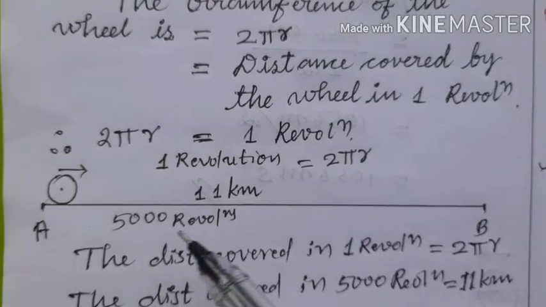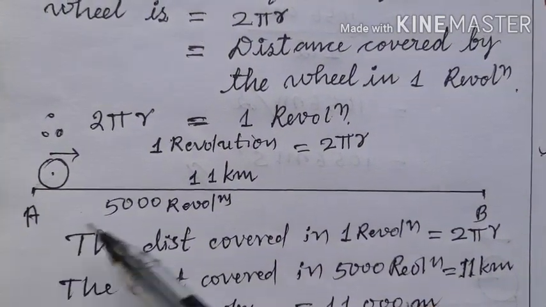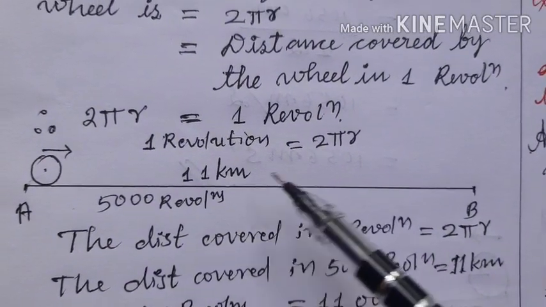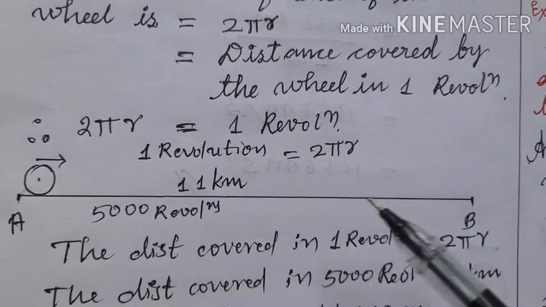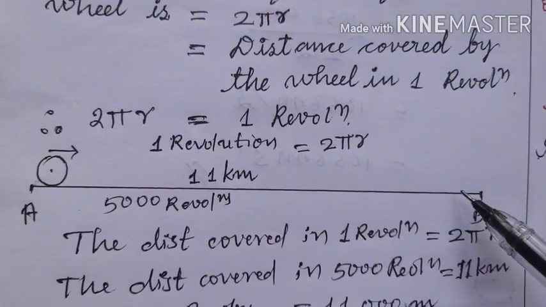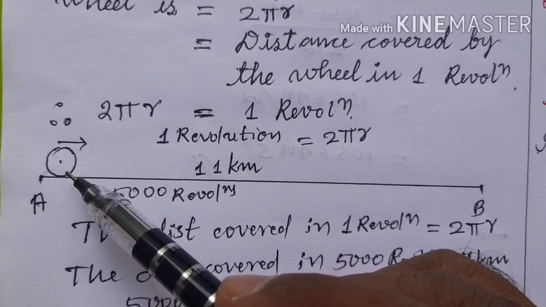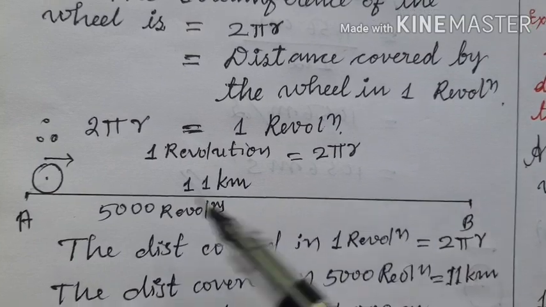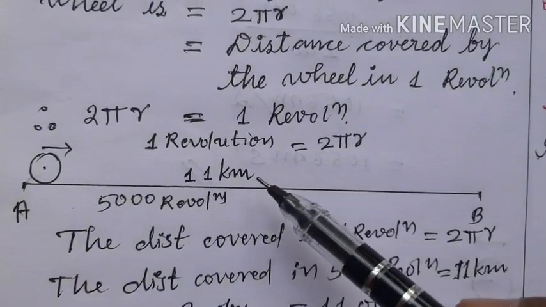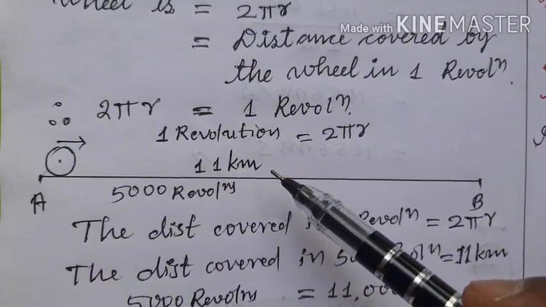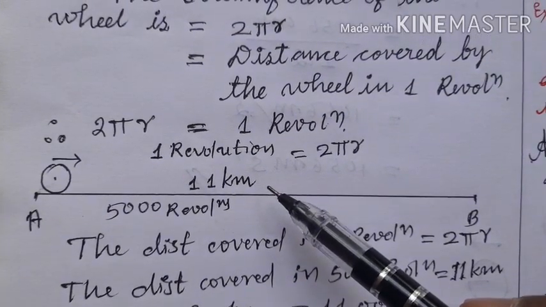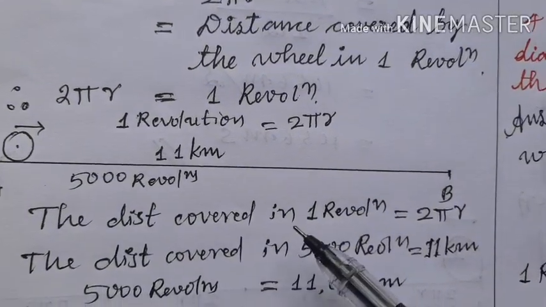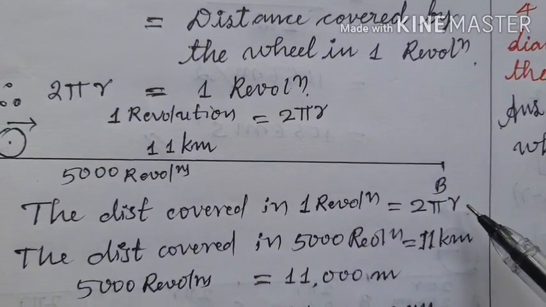Let us look at the diagram here. Let AB be the distance 11 kilometer, and in 11 kilometer it makes 5,000 revolutions. And this is the wheel that moves from A to B, where the distance AB is 11 kilometer. But how to find the circumference of the wheel and radius of the wheel? Let us see. The distance covered in one revolution is 2 pi r.